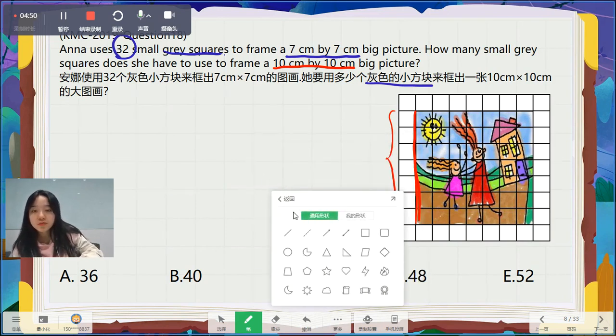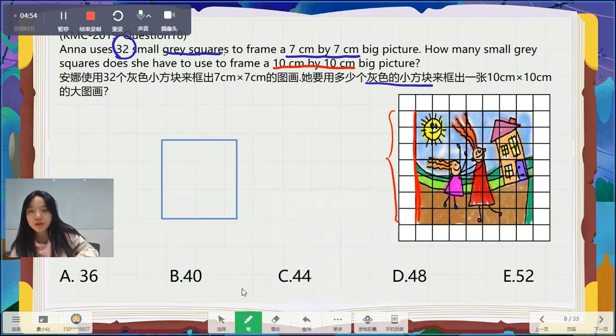First, we just need to consider the 4 sides. To frame the 4 sides, how many squares do we need? For every side, we need 7. And there are 4 sides, so we need 7 times 4 equals 28.